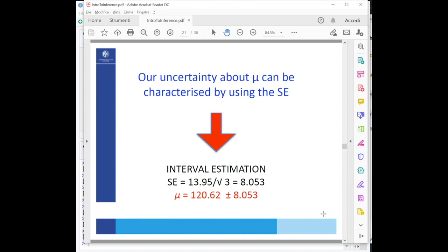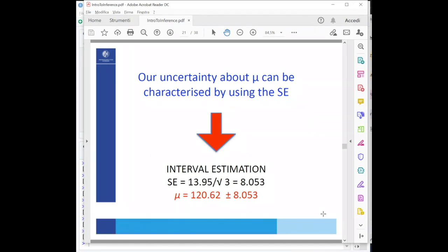Our uncertainty about mu. So we know m, which was 120.6. We do not know mu, we actually know it here, but normally we don't know it. But what we know is that this mu is close to the observed mean. We do not know how close. So we are uncertain, and we express such an uncertainty by using the standard error.